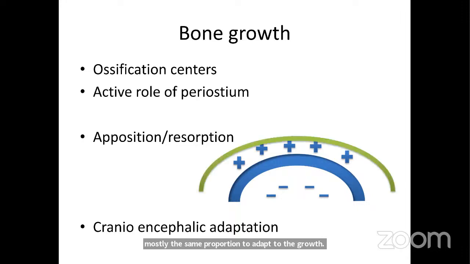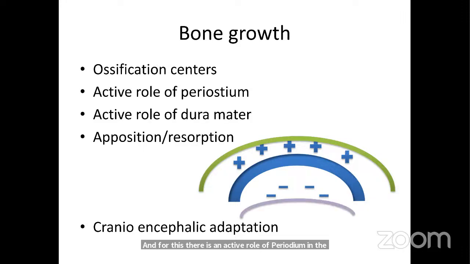And for this, there is an active role of the periosteum helping in the ossification, and also a role of the dura mater, as we said, and the physical pressure from the brain to do the resorption. So we have an outer layer that is osteogenic, and an inner layer that is more osteoclastic. This is for the skull vault.